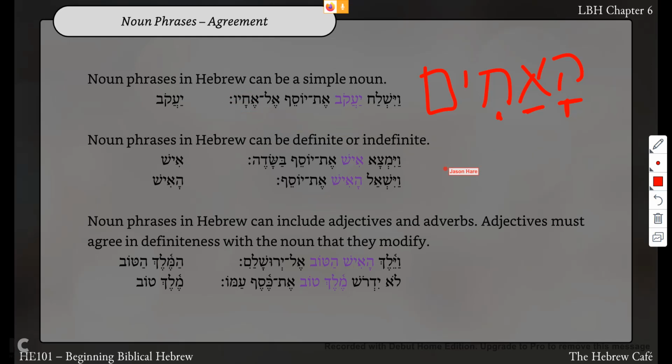Okay, they could also be definite or indefinite. Hebrew doesn't have a real indefinite form. The indefinite just means that there's no article on it at all. So it could be generic or it could be indefinite.